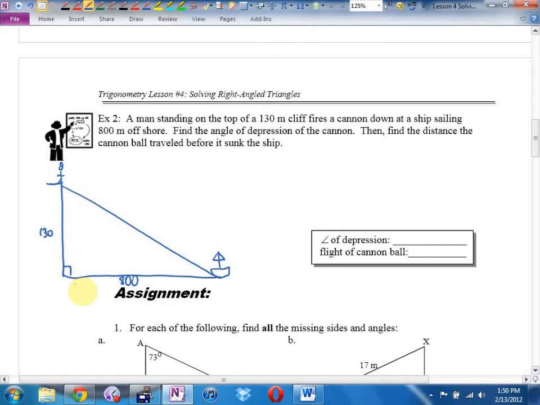Keep reading. Except here's what I'd like you to do. I'd like you to read it like this: find the angle of depression of the cannon. Go ahead. I know you want to. Come on. Find the angle of depression.